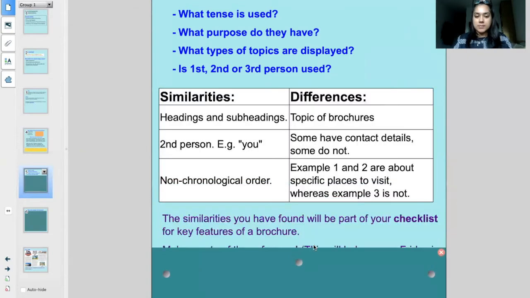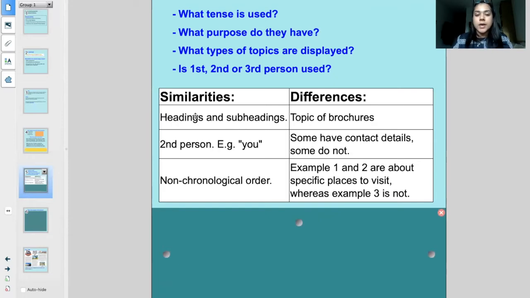Okay, so here are some similarities and differences that I thought of. So you would have realized that there were headings and subheadings. You would have realized that they're written in second person. If you're not too sure what second person is, don't worry, we're going to be looking at that during the week, but that is when the pronoun you is used. It's also written in non-chronological order. That's something you are familiar with from a previous piece of writing about your different wolves that you created.